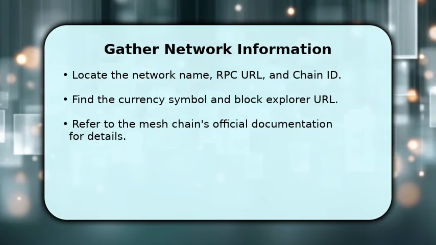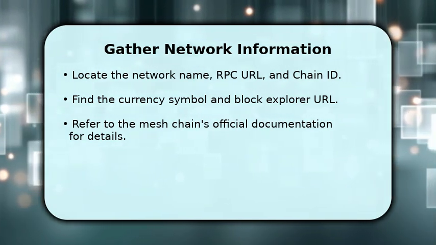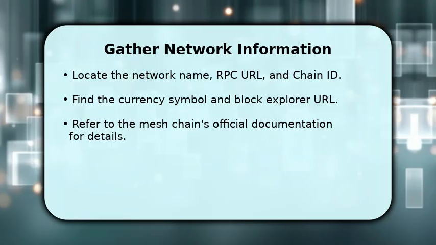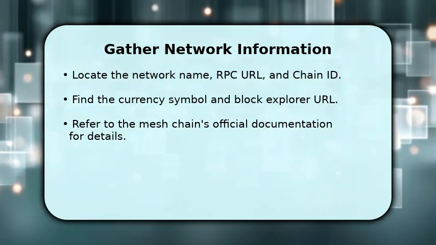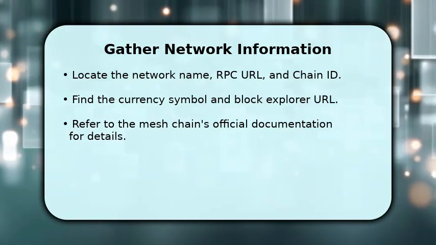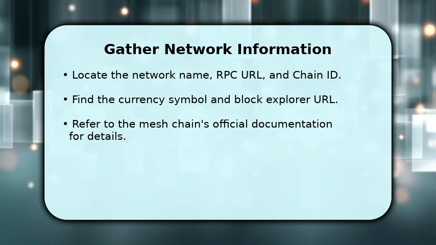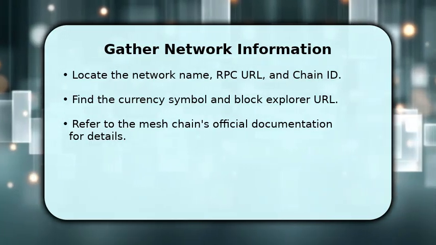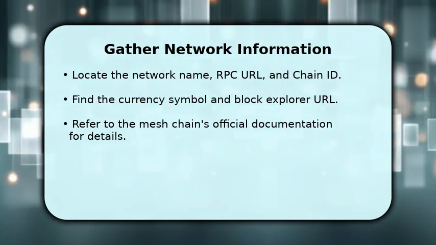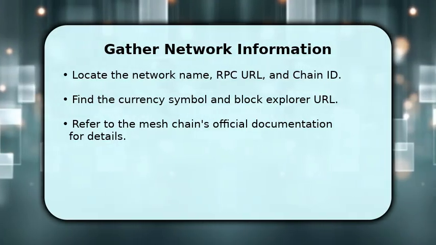Before adding the network, you'll need to gather some crucial information. This includes the network name, a new RPC URL, the chain ID, and the currency symbol for the native token. Optionally, you might also need the block explorer URL. Always find these details from the official documentation or trusted sources of the specific mesh chain you wish to connect. Accuracy is key for a successful connection.